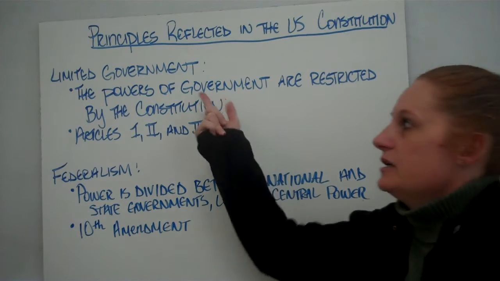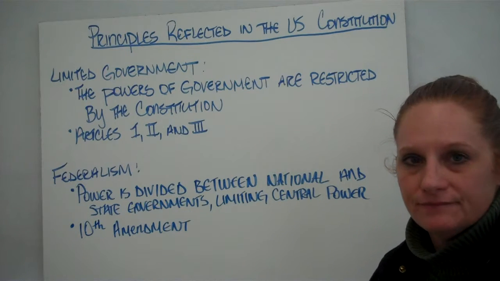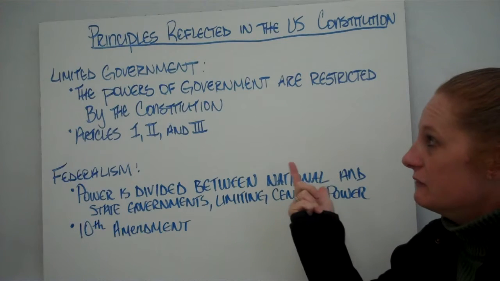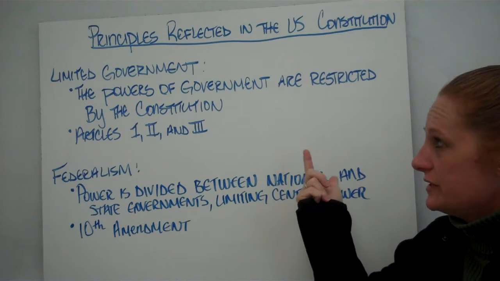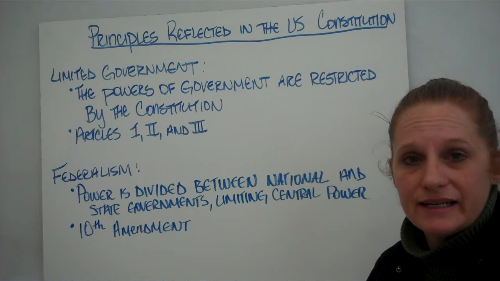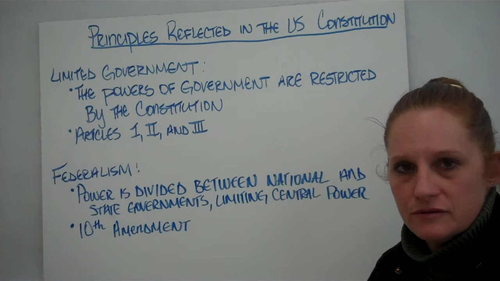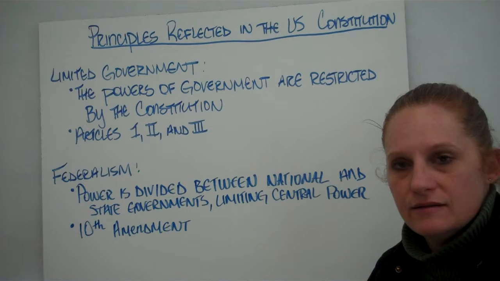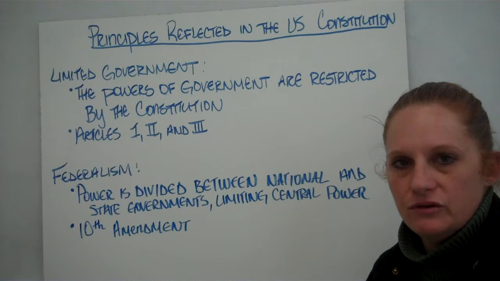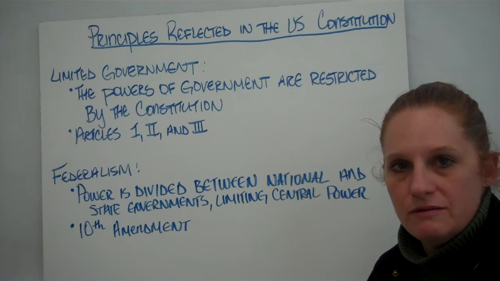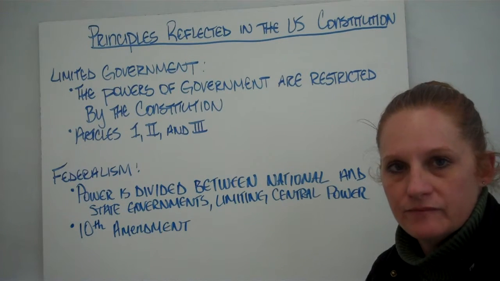The first one we're going to talk about is limited government. And basically what that means is the powers of government are restricted by the Constitution. This was very important to the founders because they didn't want a situation to arise that would allow one person or a small group of people to take over the government.